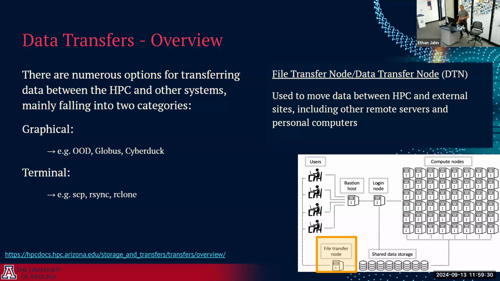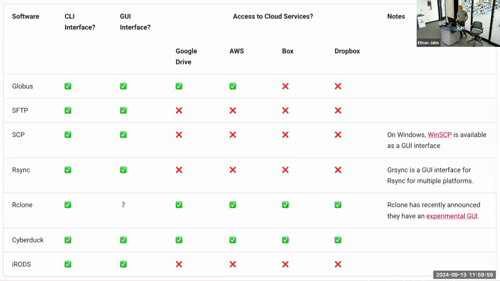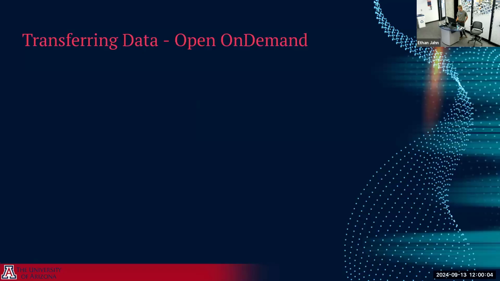There are both terminal and graphical methods. On the graphical side, you can use Open On Demand or another service called Globus or CyberDuck. This allows you to transfer data with some type of application interface. On the terminal, there are commands such as SCP, rsync, or rclone. If you go to this link on the bottom here, you will find full instructions on each of those. Some of the services that we have available do both. Here's a summary of all of them. This is just a screenshot from the documentation. You can find it there.